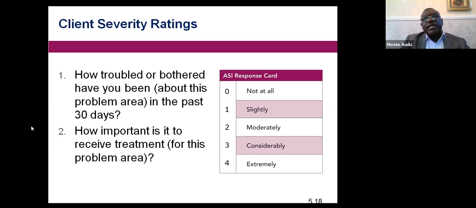The severity rating only tells us about the need for treatment. If they're not already having one, then we know that we need to treat them. But if they're on treatment, it might suggest that we have to do something else or refer them to other places where they can get better treatment. So the severity tells us what kind of treatment, but the client's responses are very important. You'll be seeing these ratings for almost every part of the ASI, and these are sample questions. For instance, number one, say how troubled or bothered have you been about this problem area in the past 30 days? You will be asking questions like this for different domains.